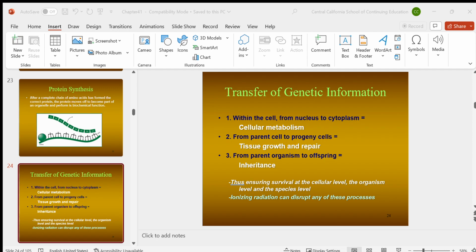Library's open. We're going to go into the library. We're going to copy some books. We're going to build things from that. That's gap 1.